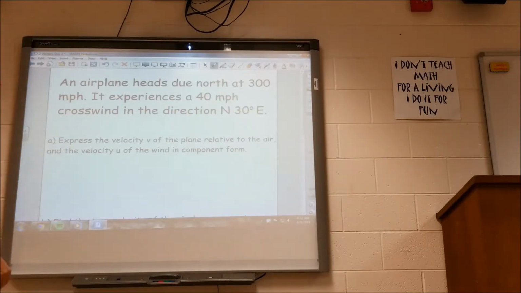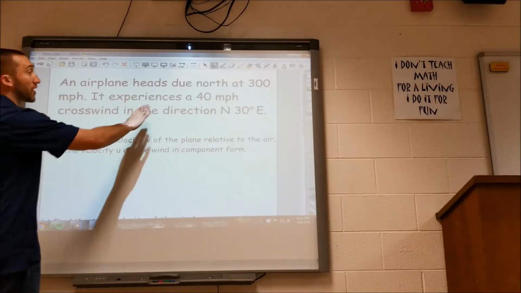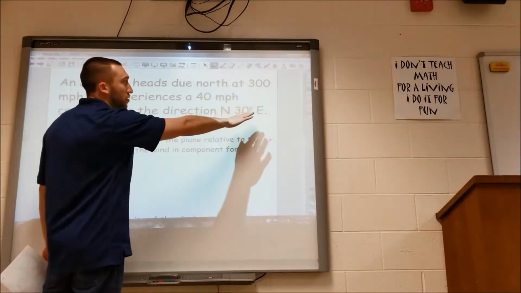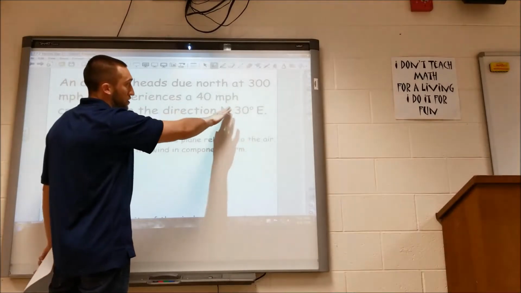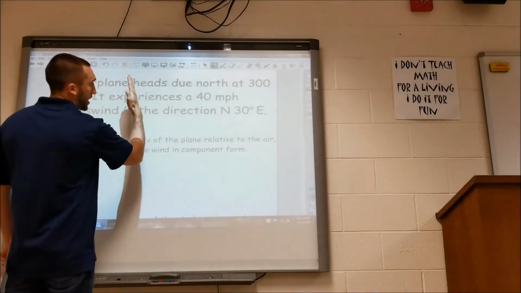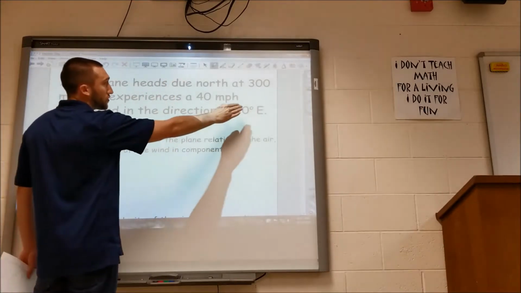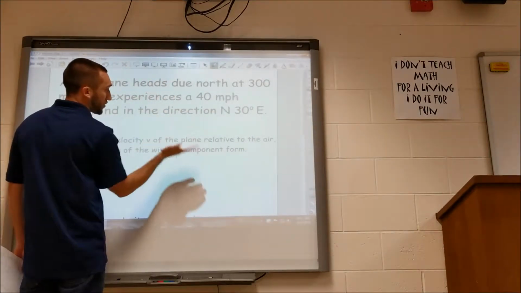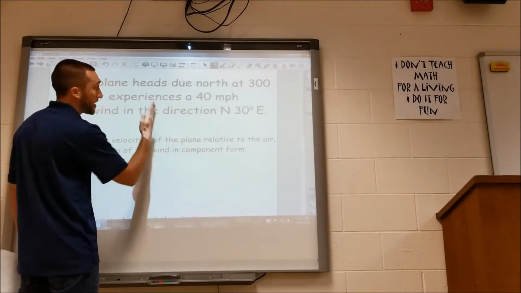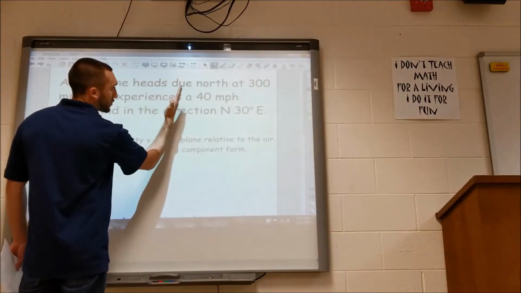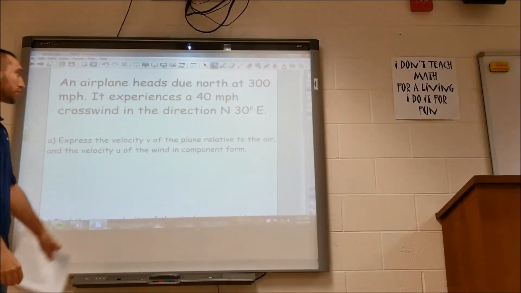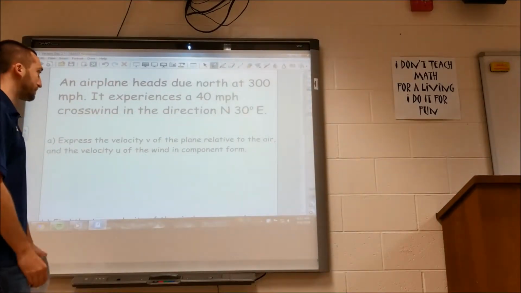We have an airplane heading due north at 300 miles per hour. It experiences a 40 mile per hour crosswind in the direction 30 degrees northeast. So what that means, that 30 degrees northeast means instead of being straight north, it's 30 degrees east off of north. Okay, so that's how they do their heading, right? So instead of starting on the x-axis and giving me my angle from there, they start at the y-axis and say it's 30 degrees east of north.